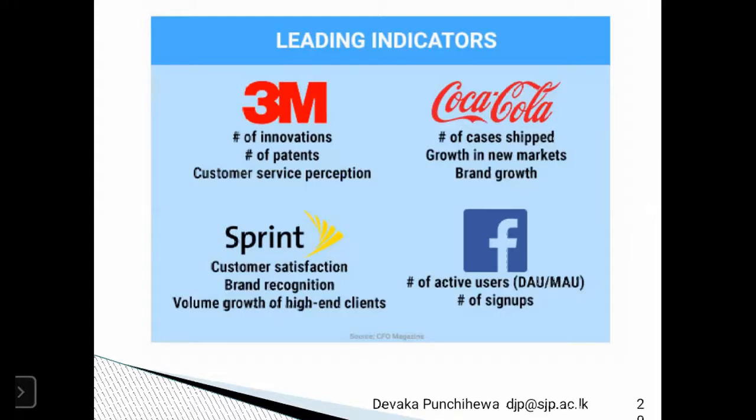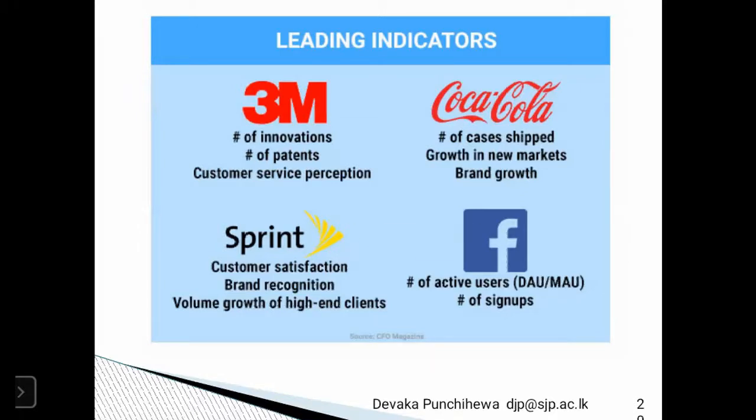Then fourthly, for Facebook, what are their leading indicators? Number of active users, right? So when it comes to Facebook, the leading indicator is the number of active users, and how many users are in inactive status. And again, the number of sign-ups: how many new customers or users sign up, right? So these are their leading indicators. So remember, when it comes to these leading indicators, we can change them by either increasing or decreasing, right?